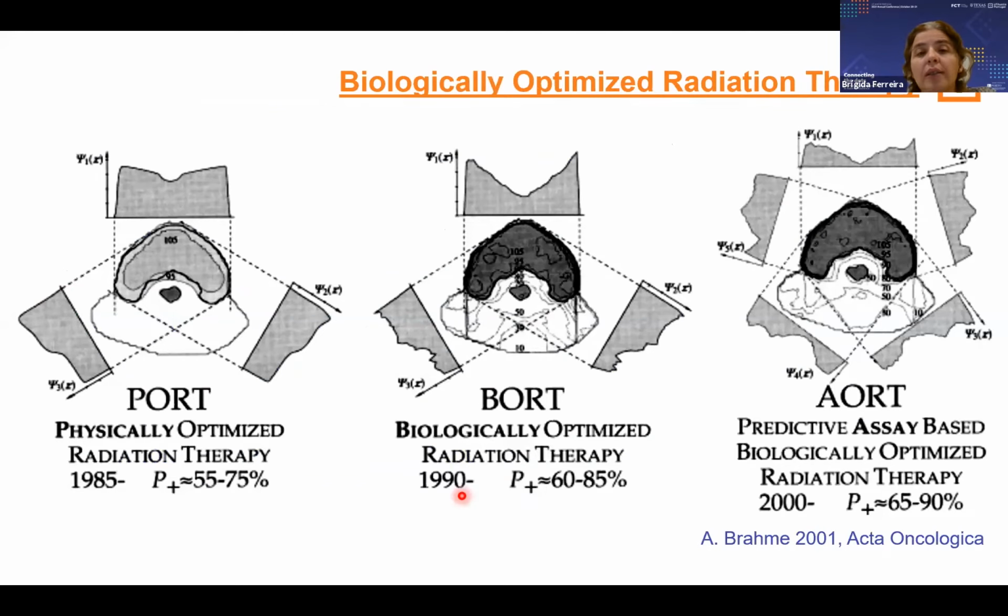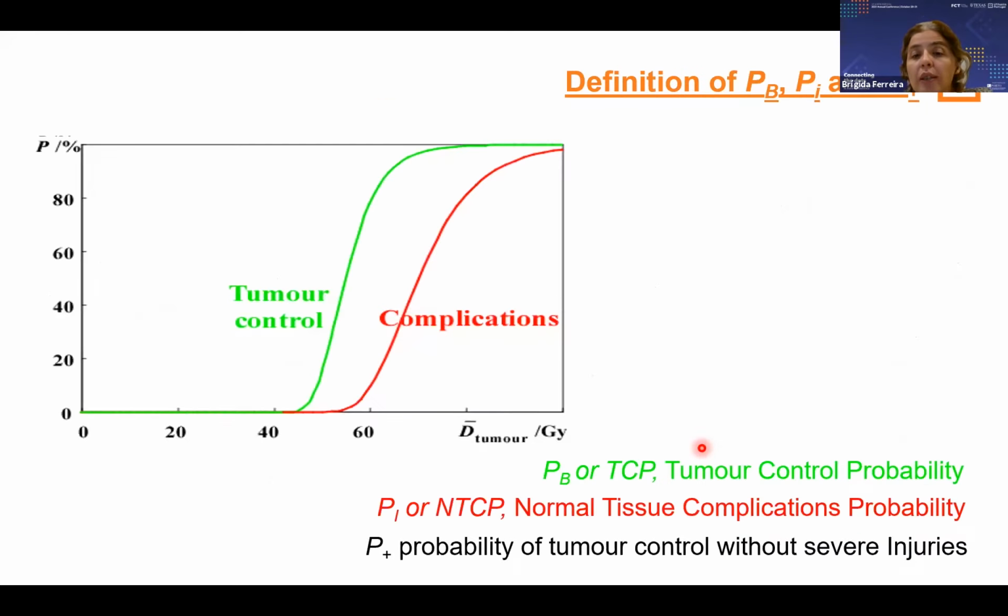So in the 90s, Anders Brahme already proposed that we should evolve from physically optimized radiation therapy into biologically optimized radiation therapy, and this will result in an increase in treatment outcome, here quantified by the value of P+. Later we could also evolve in the direction of individualized biologically optimized radiation therapy. So in this case, we need a biological objective function.